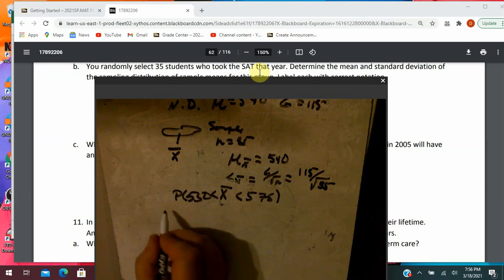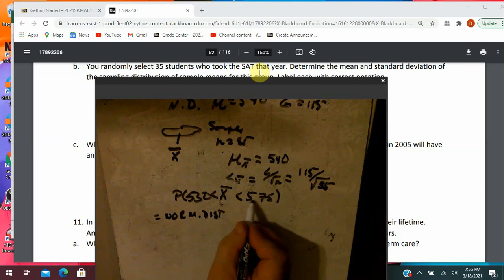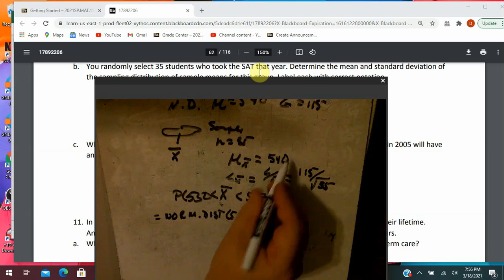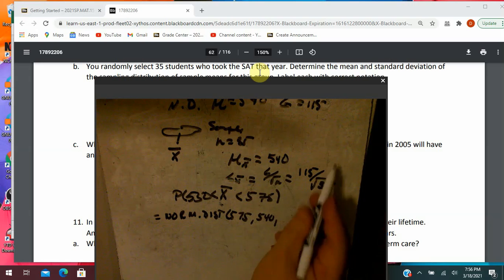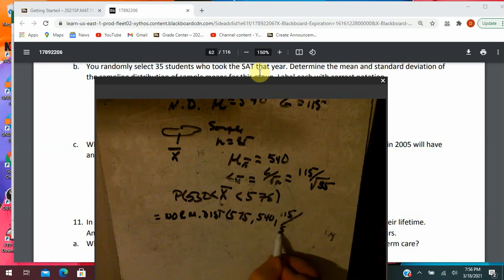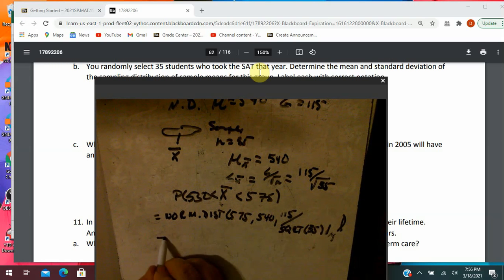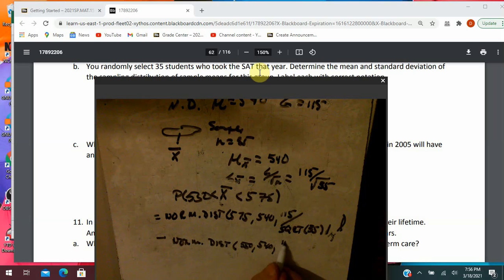And then I do the norm.dist. So this one is norm.dist of the 575 with the mean, the standard deviation, SQRT is what you would do here, 35, comma, accumulate, minus norm.dist of 550, the smaller one, 540, 115 over SQRT 35, comma 1.